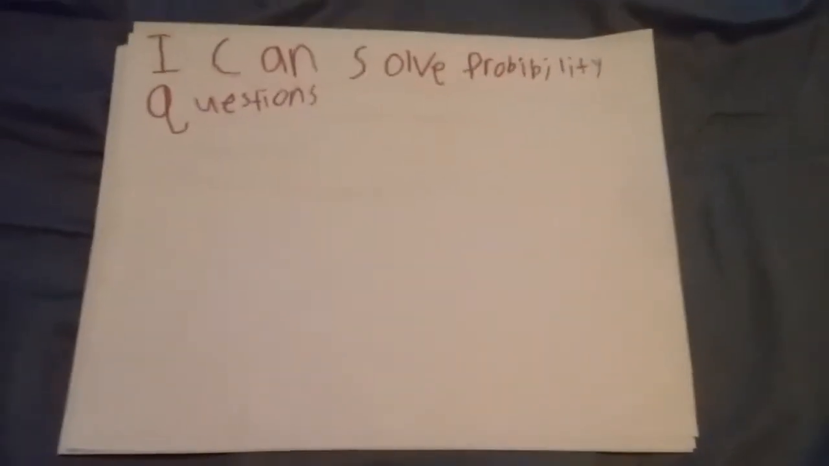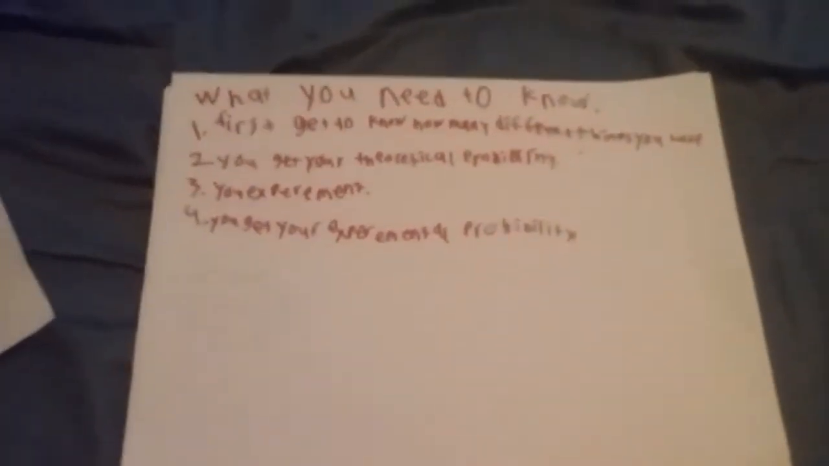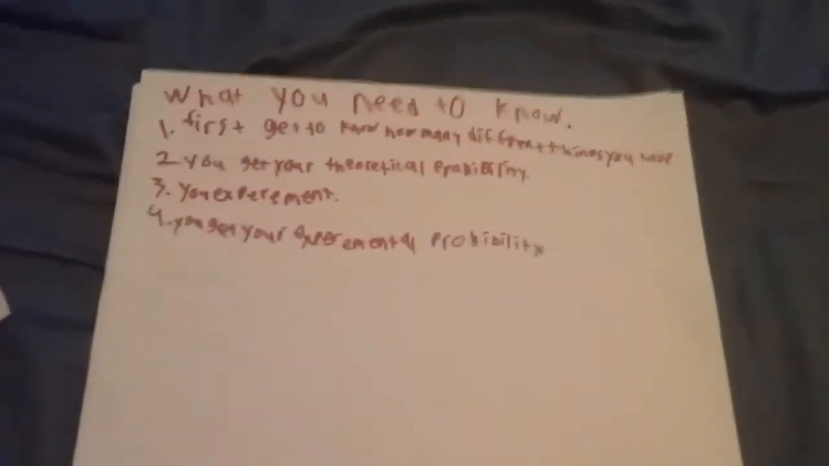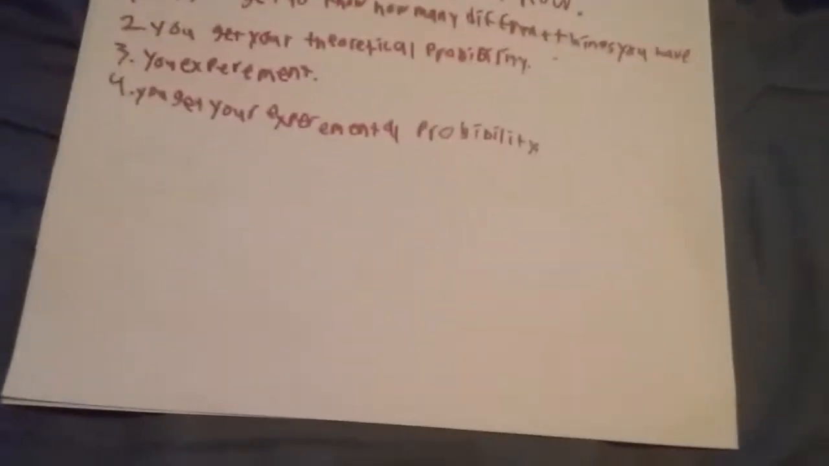Hey guys, today we are learning how to solve probability questions, and they can be tough at times, but this should help. So what you will need to know is first you'll need to know how many of each different thing you have. Like if you have colored cards, you need to know how many different colors you have and how many of those colors you have.